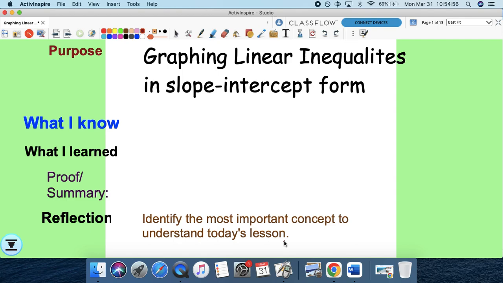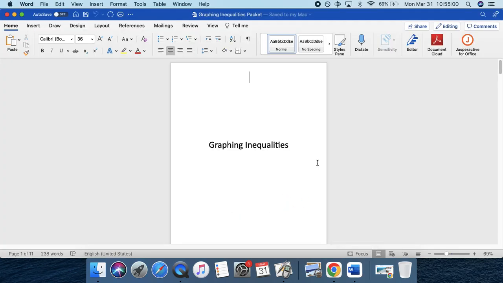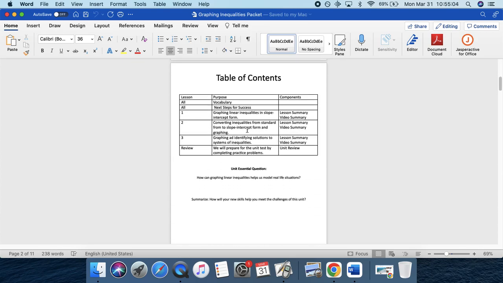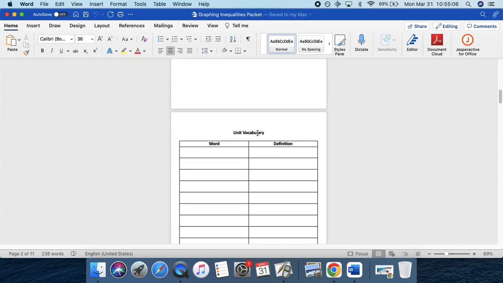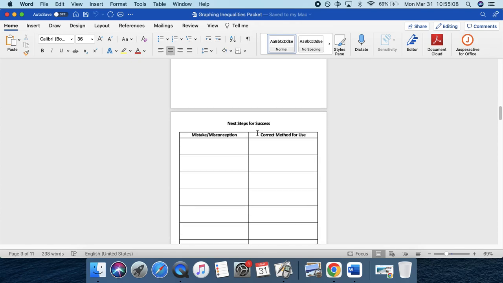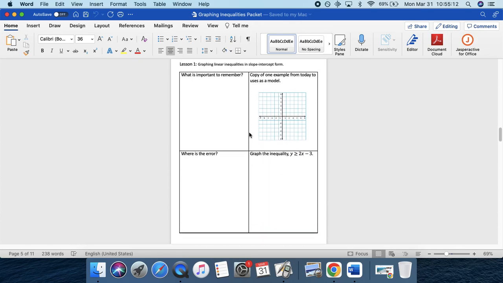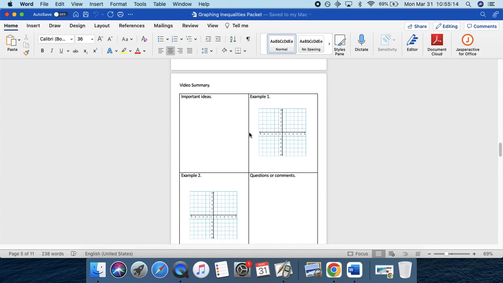Your inequalities in slope-intercept form. Okay, so what I want you to do is take out your packet, and here I have it, and I want you to go to lesson 1, okay, and pass the unit vocabulary, pass the next step for success, and in lesson 1, I want you to go to lesson 1 video summary, which is right here.